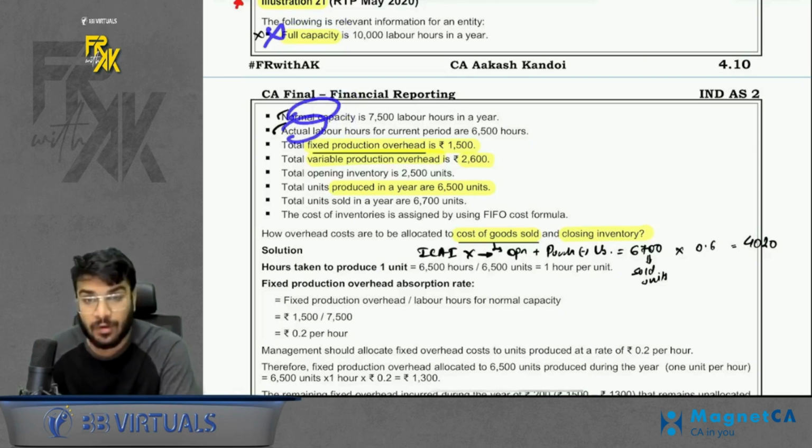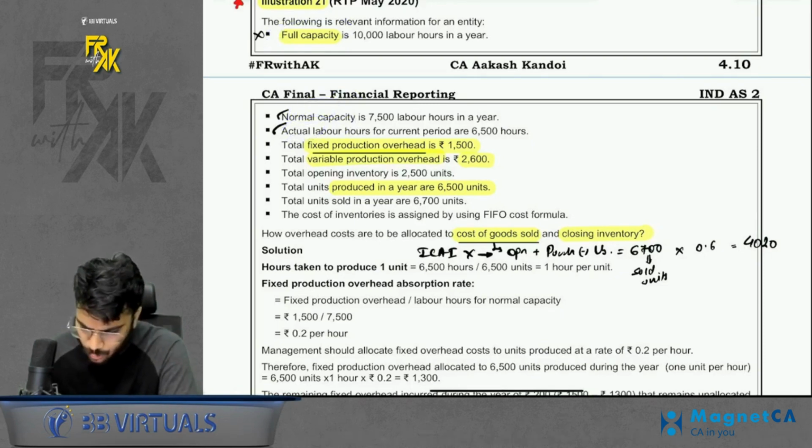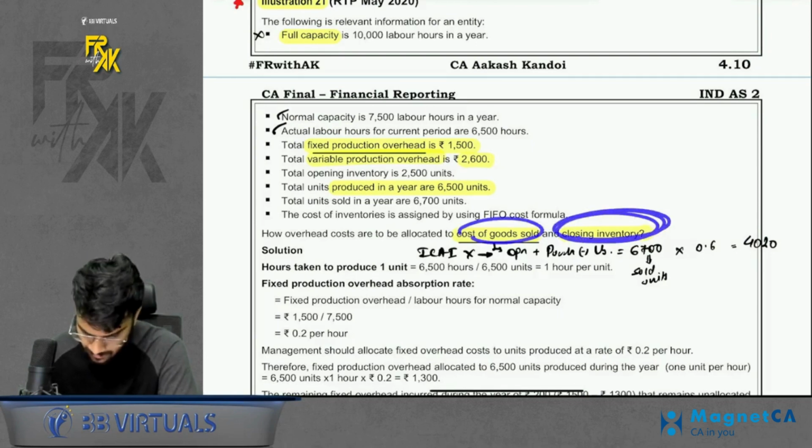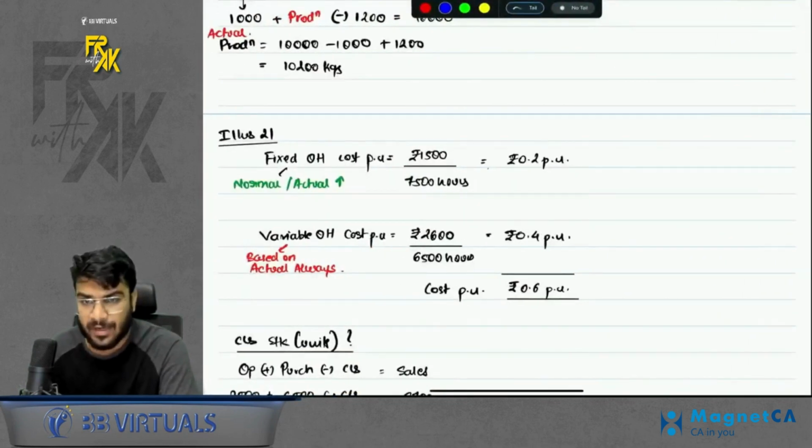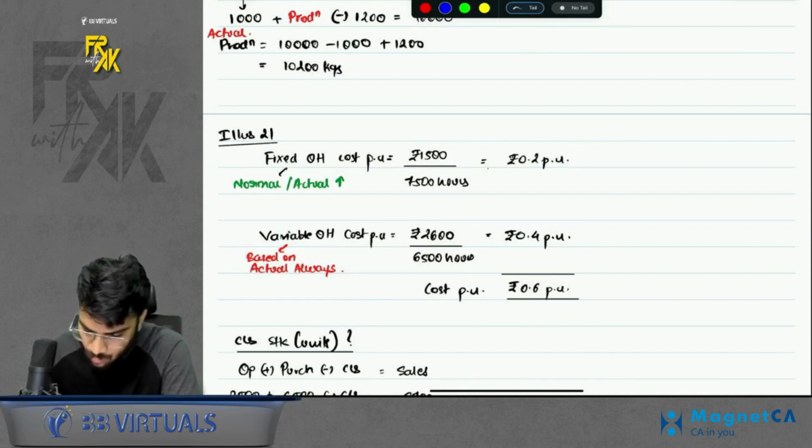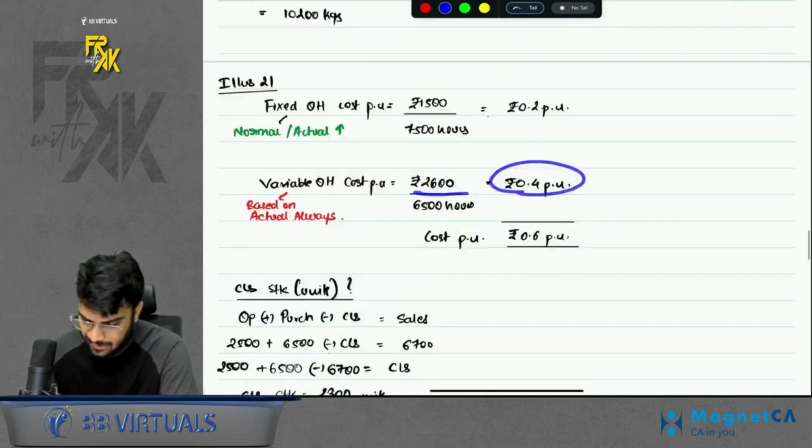Take normal and actual for fixed overheads. Okay. So basically you want to find the value of closing inventory and value of COGS. How will you find this? So first, fixed overheads you will divide by normal or actual, whichever is higher. You got rupees 2.2 per unit. Variable overheads you will always base on actual, divided by actual number of hours. You will get per unit. Okay. This is the cost per unit.